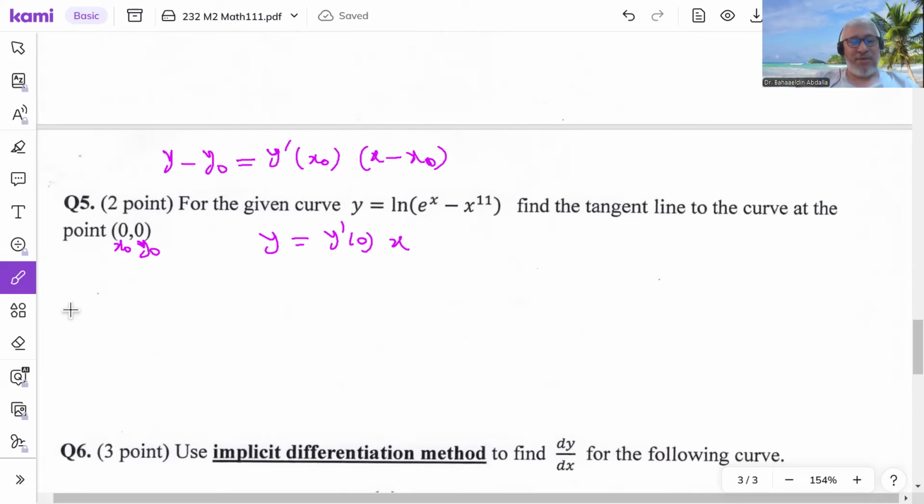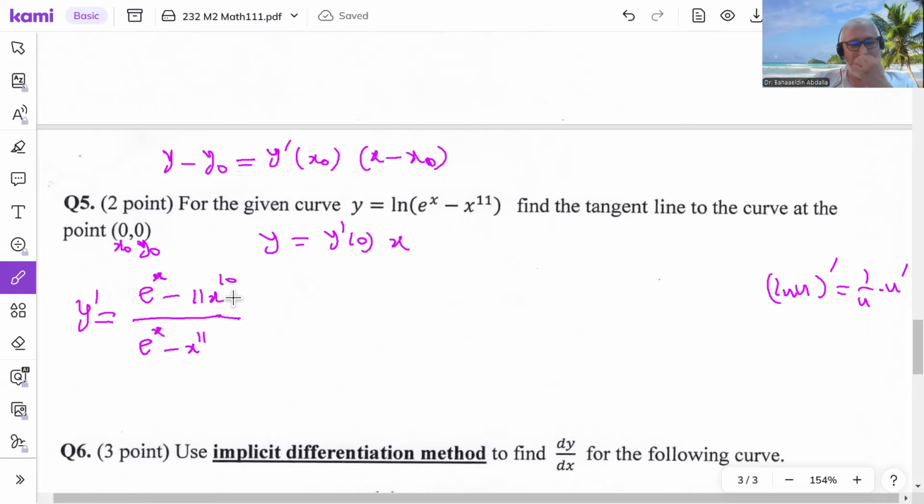To find y prime at 0, I need to find y prime itself. So y prime, I have ln. This is ln u. The derivative of ln u is 1 over u times u prime. That's a formula. So y prime would be the derivative of ln. This is u. So the derivative would be 1 over e to the power x minus x to the power 11. And then times u prime. I can multiply u prime here, or I write it up in the numerator. So the derivative of e to the x is e to the x. And the derivative of x to the power 11 is 11x to the power 11 minus 1, which is 10.